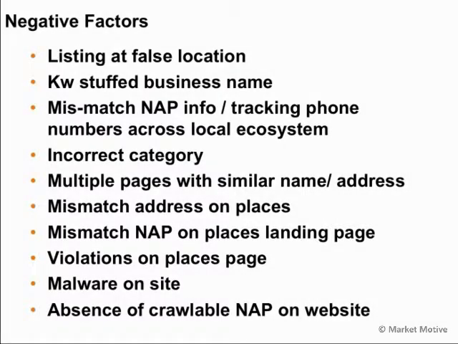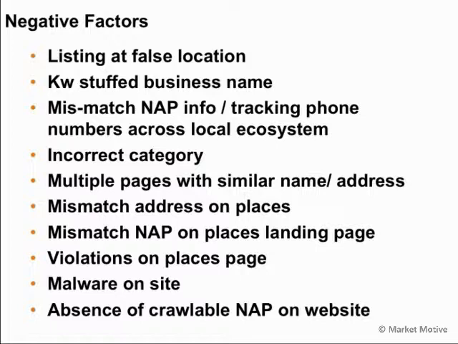So one last area we want to look at before we wrap up is negative search ranking factors, or things that could hurt your local listing and your local business presence. The first thing is listing at a false location. If you get caught doing this, Google is probably going to slap you and not let you back for a while. So don't try listing closer to the city centroid or claiming somebody else's address. Don't try any dirty tactics like that.